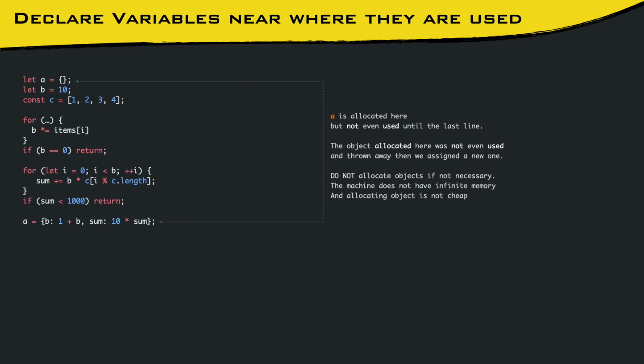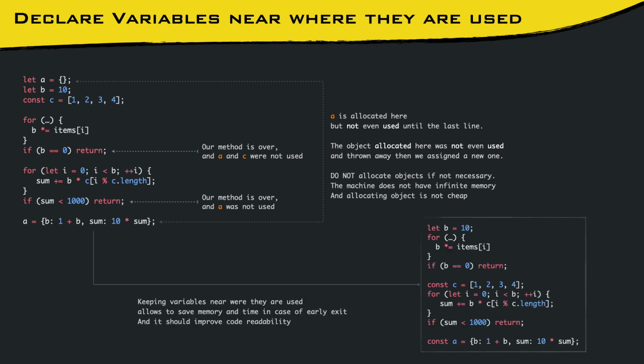This practice becomes even more important, especially if your function has an early exit, like in the example. In this case, objects were allocated and not even used, which basically means that we wasted time and memory for nothing. So keeping variables near where they are used allows to save memory and time in case of early exit, and will make code more readable, since everything should be close to where it is used.